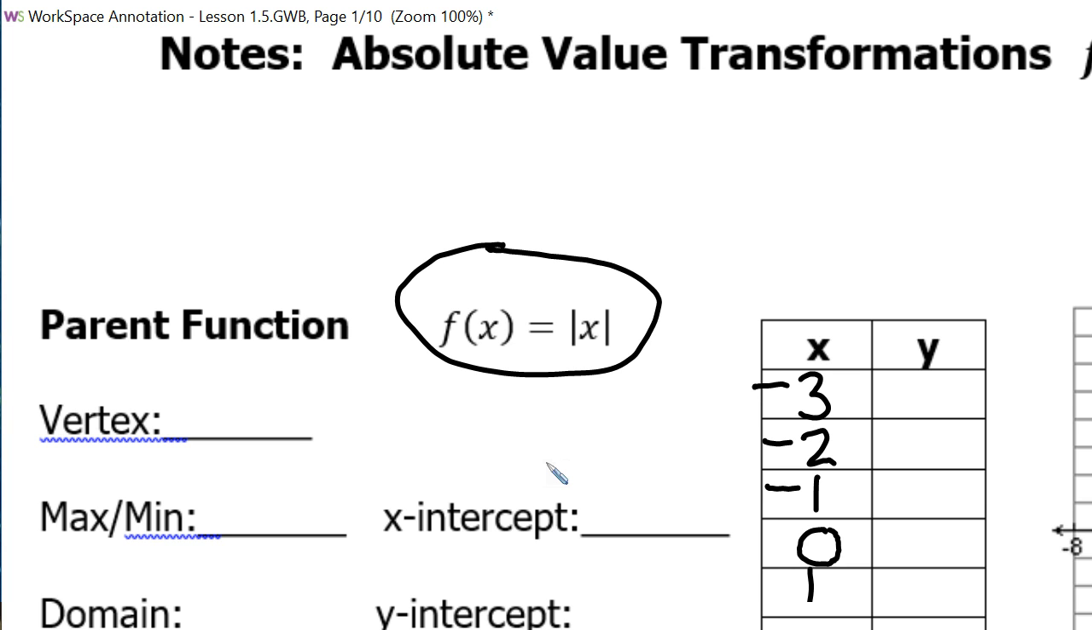Now to get the y values, we need to substitute those in for x. So if I put a -3 right here, what is the absolute value of -3? 3. What's the absolute value of -2? Absolute value of -1. Absolute value of 0. Absolute value of 1. Absolute value of 2. Absolute value of 3. 3.